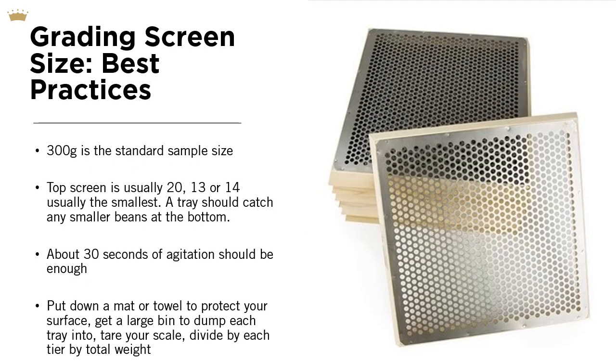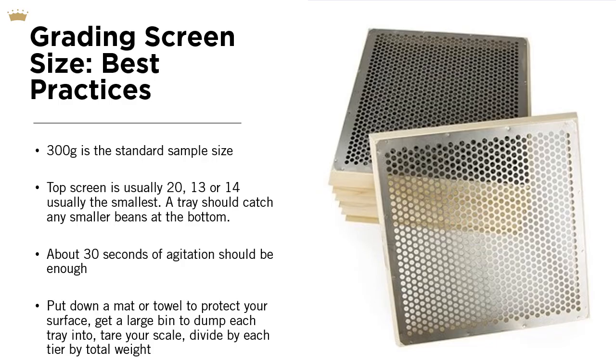Standard practice in most labs is to use 300 grams of coffee to do your grading. The top screen in most sets is usually the 20. I do not often use the size 12 screen or the 13. Mostly I just note that anything that passes through that bottom screen, the 14, would be sized 13 and under, and I find that that's usually sufficiently accurate for my purposes. Use that blank tray at the bottom, the catch-all, to get anything that's chipped or broken.